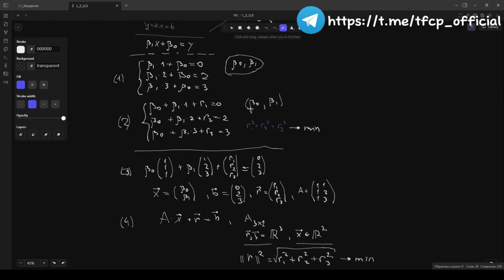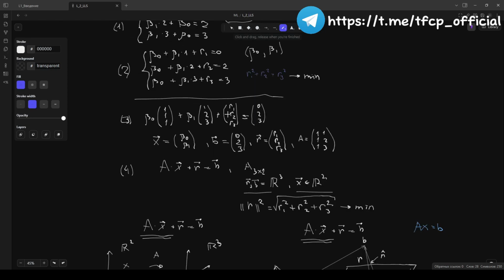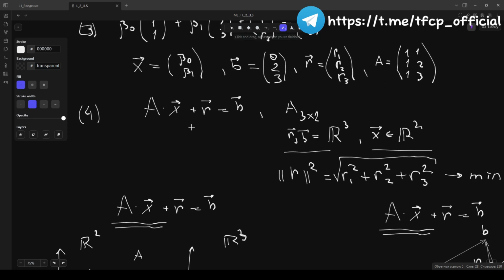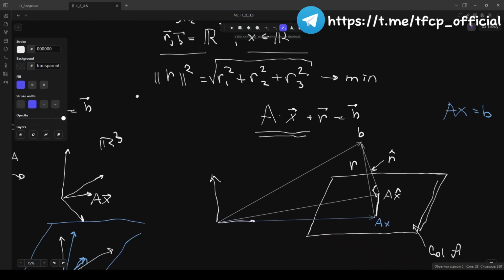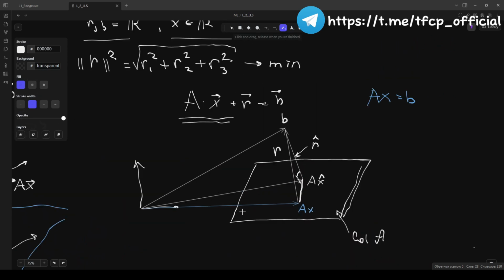We need to find the solutions for beta 0 and beta 1 in such a way that this error is minimized. We want these residuals to be as small as possible. In other words, the line should pass as close as possible to the original data. To understand what is happening here, we rewrite system 2 in vector form, resulting in this system 4. Now let's carefully figure out what exactly is happening here. I multiply matrix A by vector x. What does this mean? It means that the result is a new vector which is derived from the original vector x.